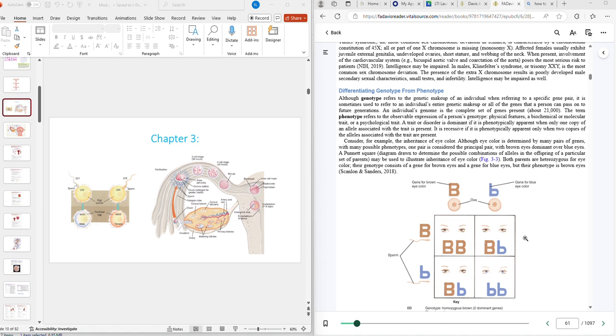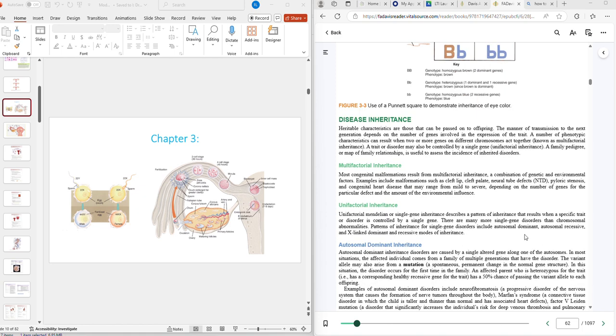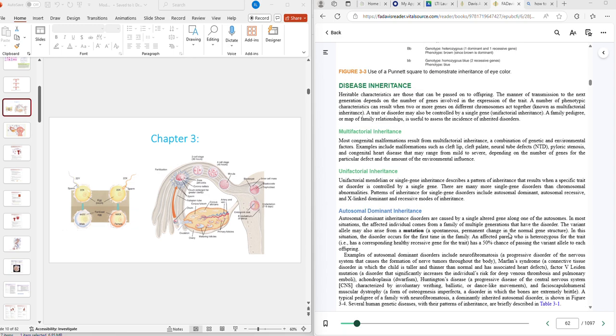Then you have the different phenotypes, and that's the different eye colors, hair colors, and then we start talking about the different disease inheritance. So there's all kinds of issues, chromosomal abnormalities from different mutations.